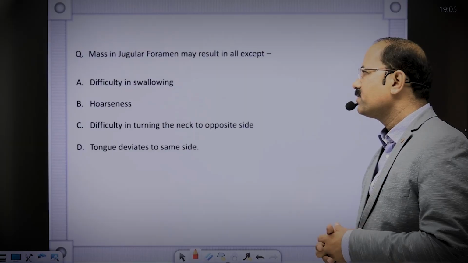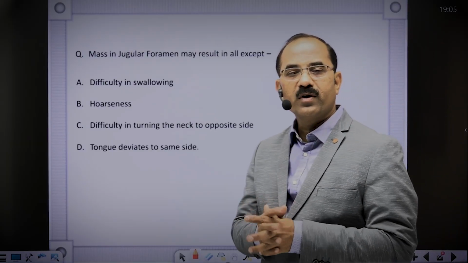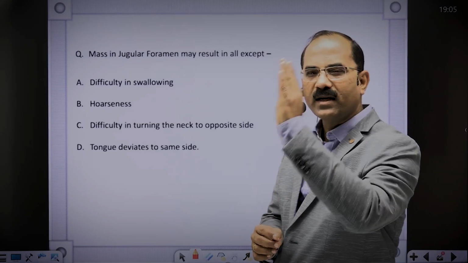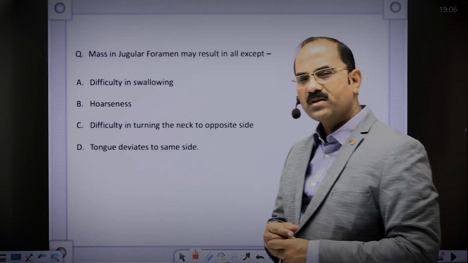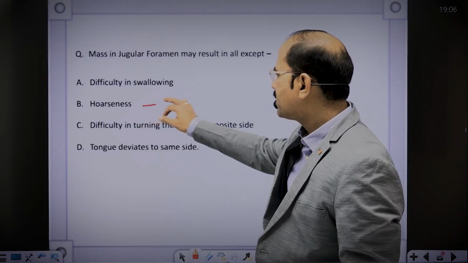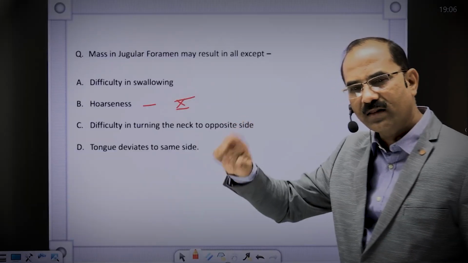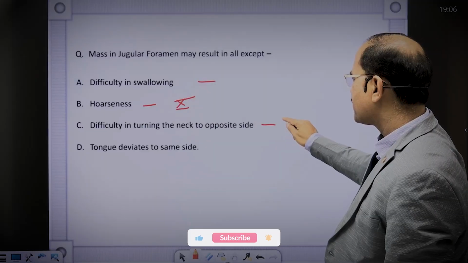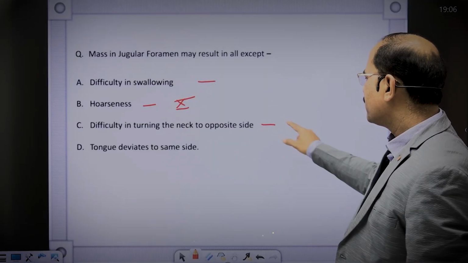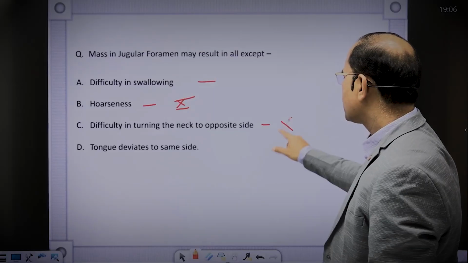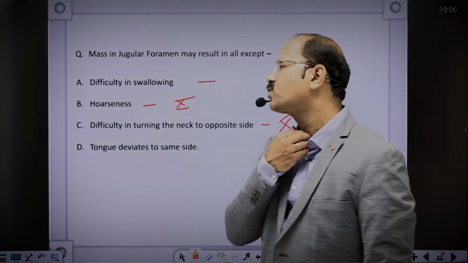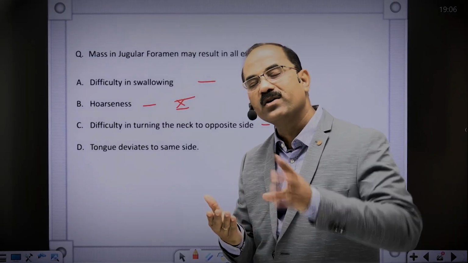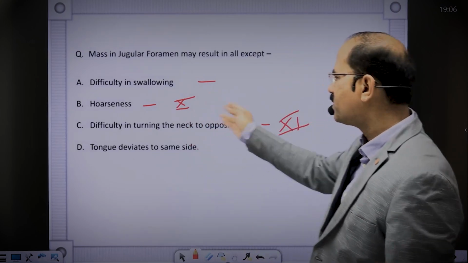Mass in the jugular foramen may result in all except. So a mass in the jugular foramen would compress these 3 nerves which pass through the jugular foramen: 9th, 10th and 11th cranial nerves. Hoarseness of voice is the involvement of the 10th nerve. Difficulty in turning the neck to the opposite side is the 11th nerve. Who turns the neck to the opposite side, students? The sternocleidomastoid. And which nerve supplies the sternocleidomastoid? The accessory nerve, which passes through the jugular foramen.